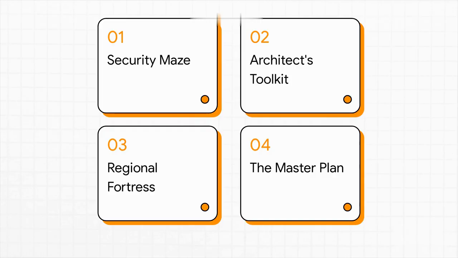First, we're going to navigate the multi-cloud security maze. Then, we'll open up your architect's toolkit. After that, we'll look at a real-world blueprint, what I'm calling the regional fortress. And we'll wrap it all up with the egress master plan.